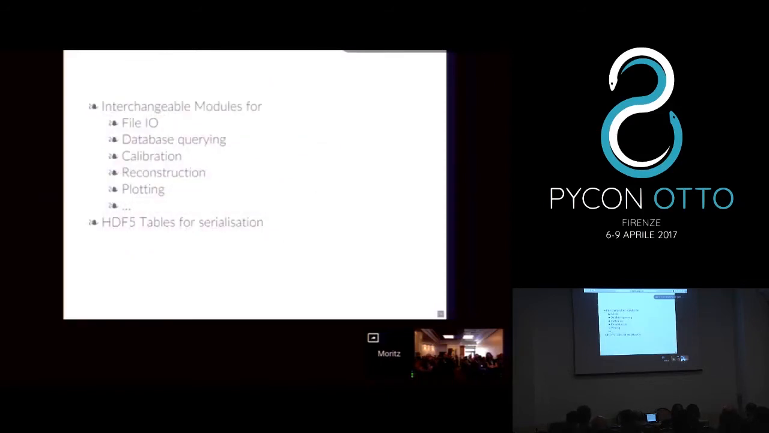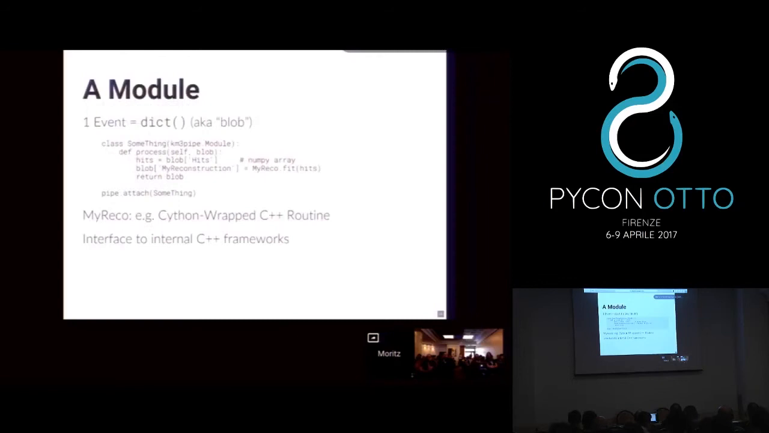This was an example from the calibration setting itself, but there's really a large number of modules. You have very basic things like file input and output, reading lots of data formats, making queries to our central Oracle database, doing the calibration things that we've talked about, or running reconstruction codes to extract the original properties of the event you're looking at, and simple things like plotting. So this is quite a powerful tool, and it's already quite widely used in our analysis.